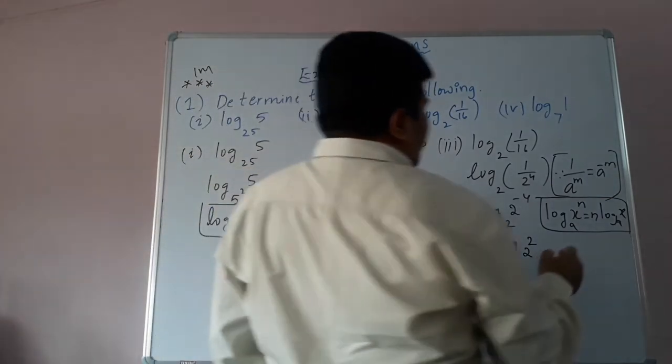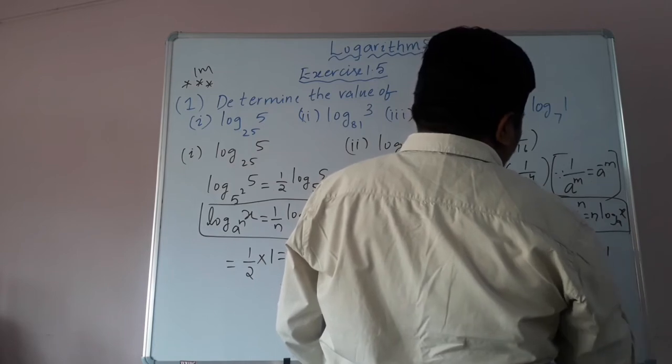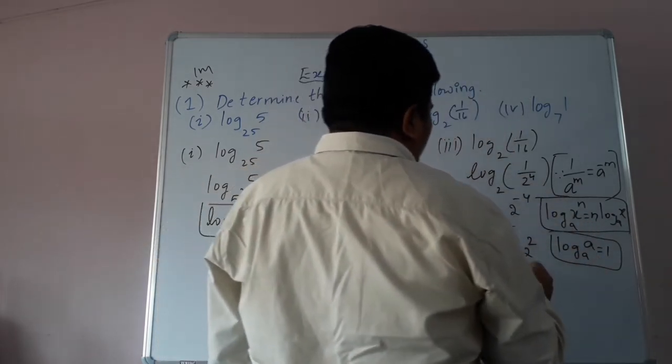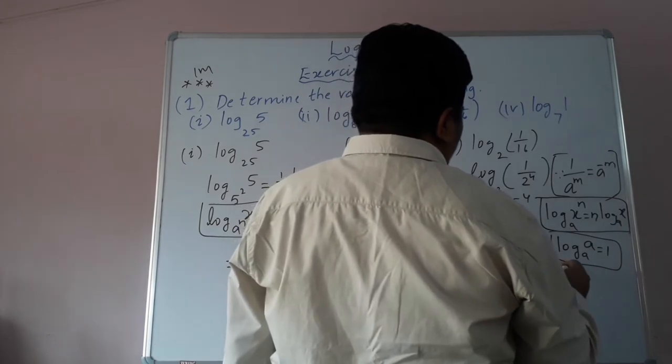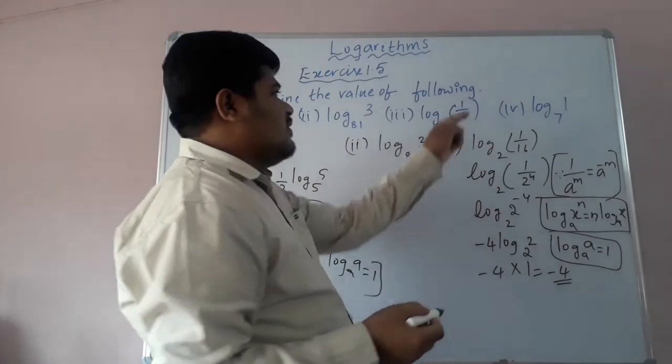Now, minus 4 log 2 base 2. So we have another formula. What is that? Log a base a is equal to 1. So it can be written as minus 4 into log 2 base 2, whose value is 1. That answer is minus 4. So its answer is minus 4.